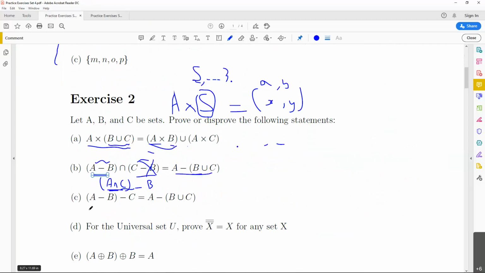Part C, A minus B minus C. Is it the same as A minus the union of B and C? It should be. So first remove from A the elements of B, and then from the set that remains, remove the elements of C. Or right away just remove from A all the elements in both B and C.